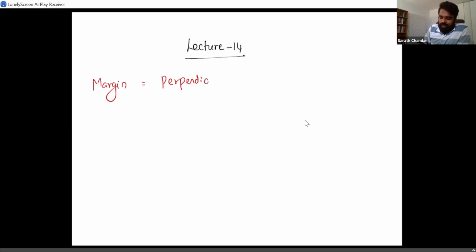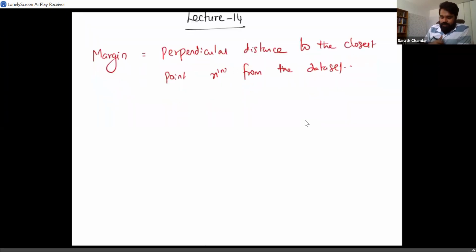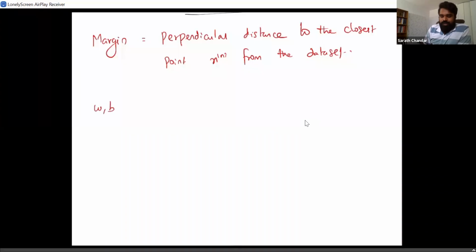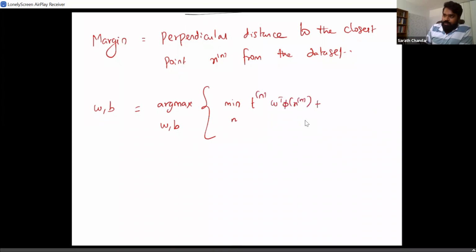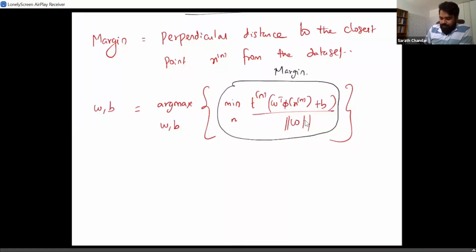Margin is basically the perpendicular distance to the closest point xn from the data set. And the max margin classifier is trying to find this W and B: arg max over W and B of the margin. What are you maximizing? You're maximizing the margin. Now, what is the margin? Margin is this min over all the examples of T of n times (W transpose phi of xn plus B) divided by the norm of W. So this whole thing is the definition for margin. Now you're maximizing the margin, but that itself requires a minimization problem inside.